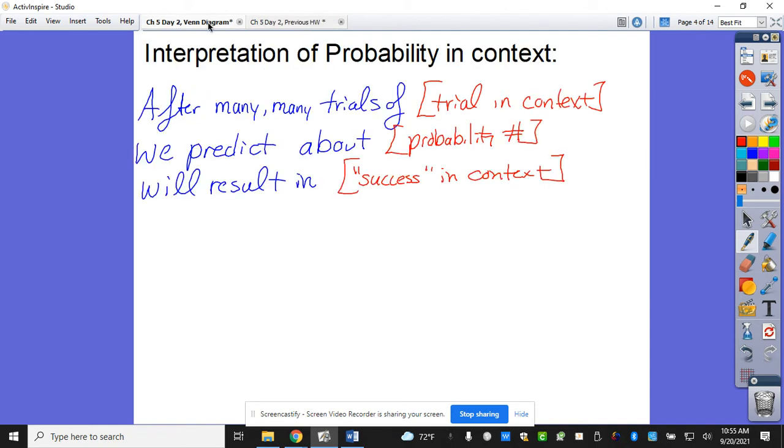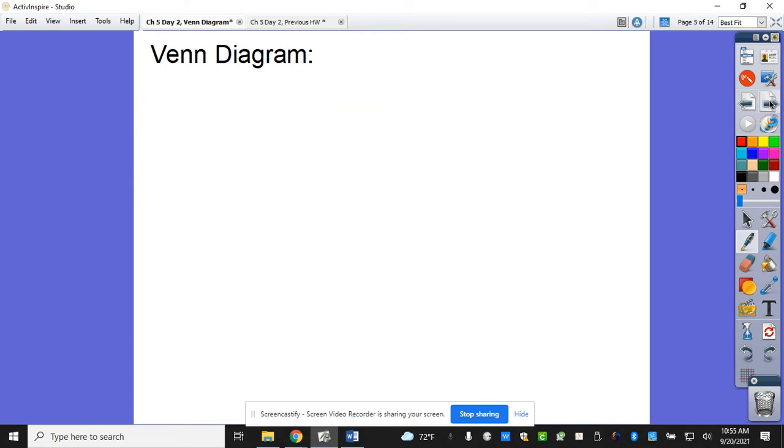So this would be after many, many trials of what? Of flipping 3 coins. So this might be more than one thing happening. So this is many, many trials of flipping a coin 3 times. We predict that about what? 1/8 will result in all 3 being tails. It just kind of helps with some people who are like, I get it, but I don't have a way I want to write it.